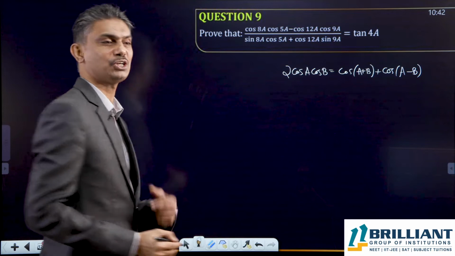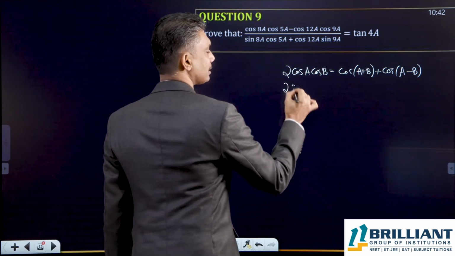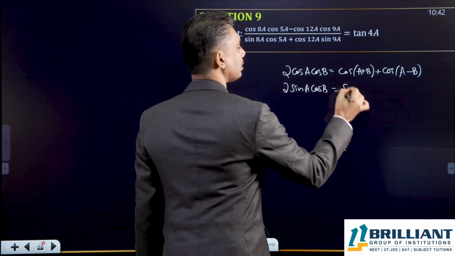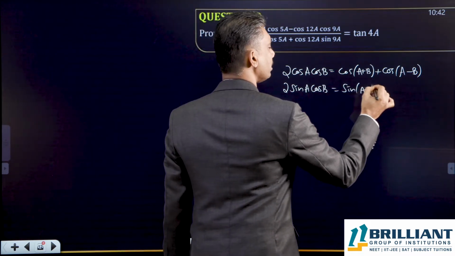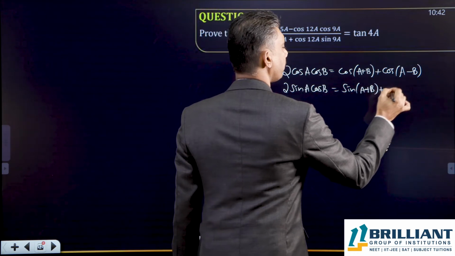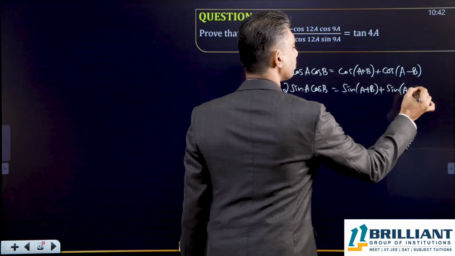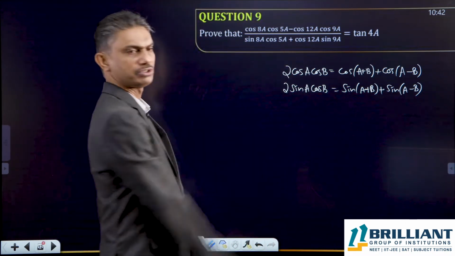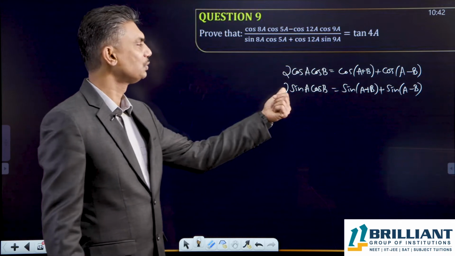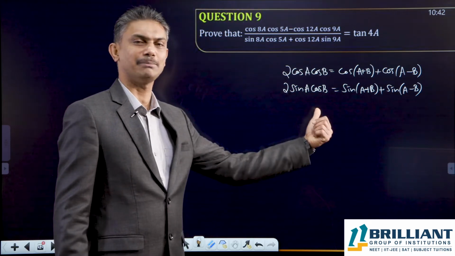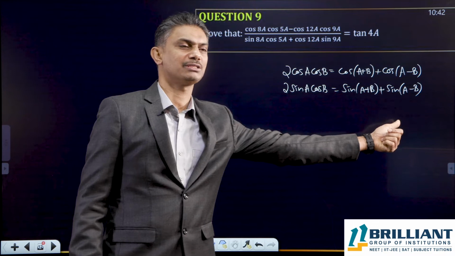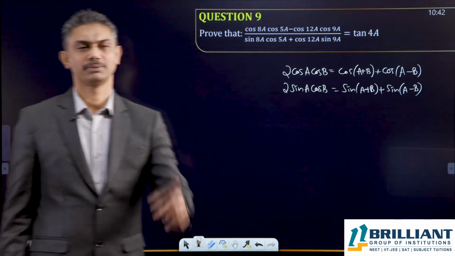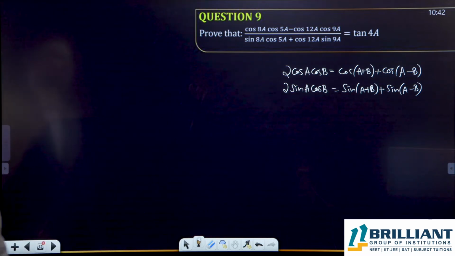And 2 sin A cos B is equal to sin(A plus B) plus sin(A minus B). And there is one more. Okay, that is the 2 things which are coming here. We have one more: 2 cos A sin B is sin(A plus B) minus sin(A minus B), and 2 sin A sin B is cos(A minus B) minus cos(A plus B). Refer to the formula sheet. Now, the LHS.